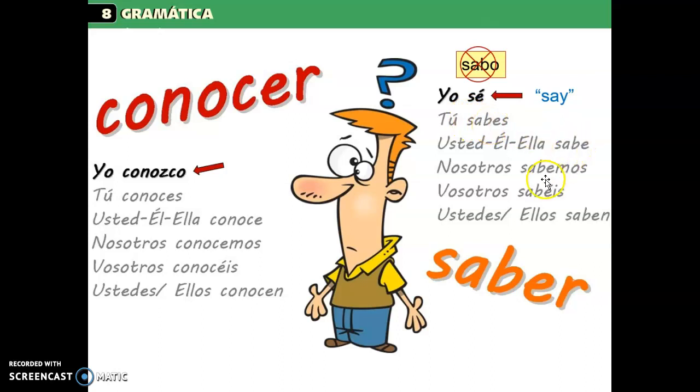Sabes, sabe, sabemos, sabéis, y saben. Conocer is also irregular in the yo form. It's conozco. Conoces, conoce, conocemos, conocéis, y conocen.